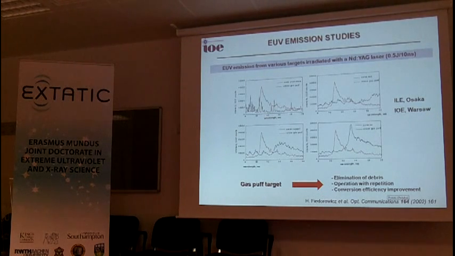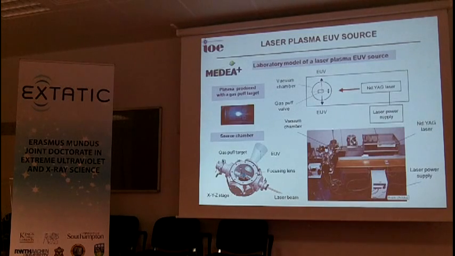So you can see that this is for aluminium. This is for iron, for copper, and for tin. Tin, of course, is the best radiator, but you see that the problem is really serious. Anyway, you can see that using this gas puff target approach, we are able to produce higher output than from the solid target.